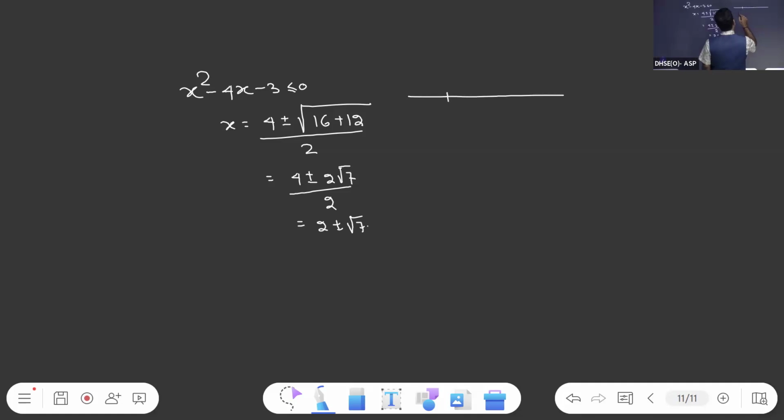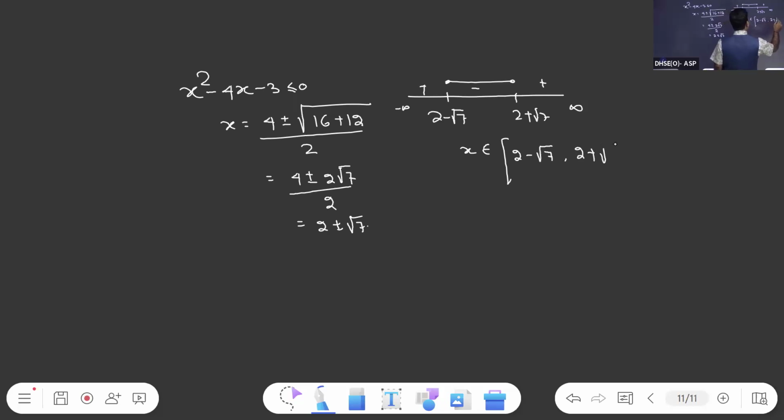2 minus root 7 and 2 plus root 7. Apply the sign scheme, plus, minus, plus. Negative region is required along with 0. So solution is x belongs to 2 minus root 7 to 2 plus root 7, closed. This is the answer to the third question.